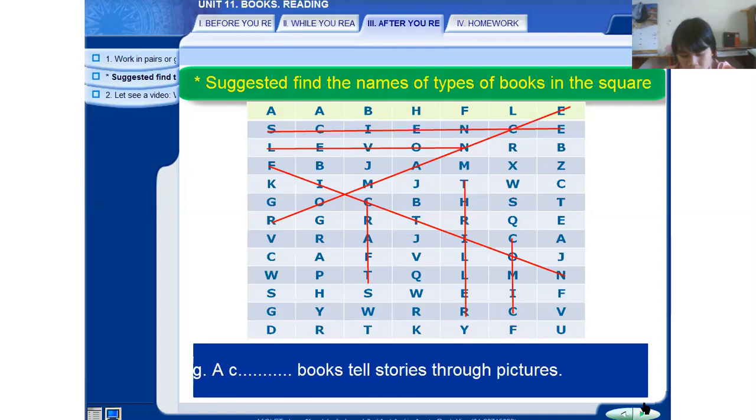The last one, what B is about: a version written by somebody else. Mình có thể là từ by, the biography. B-I-O-G-R-A-P-H-Y, biography.